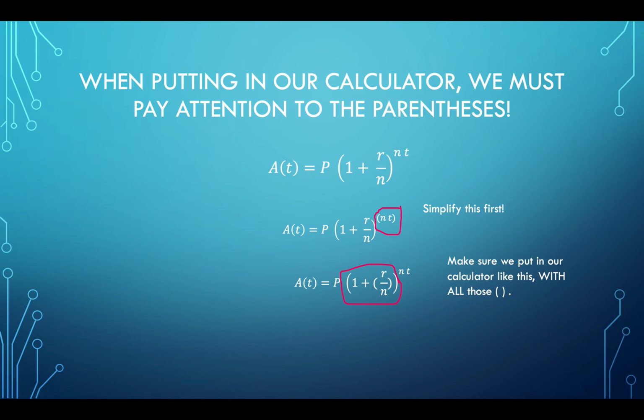So make sure when we put it in our calculators, we use all those parentheses. You could put it all in at once, or what I like to do is multiply the n times t power out first and get a number. Then I put what's in this box in the calculator first, raise that to the n times t power, and then multiply it by whatever the principal was.